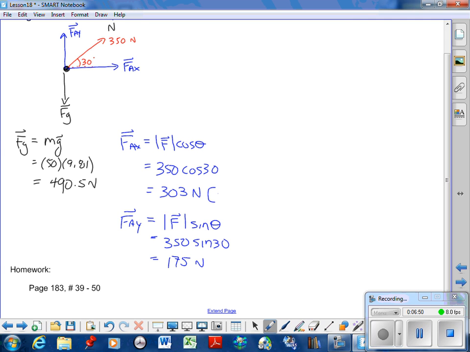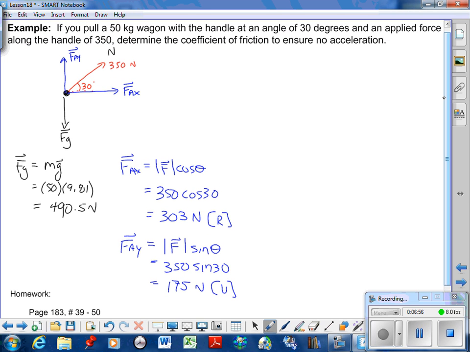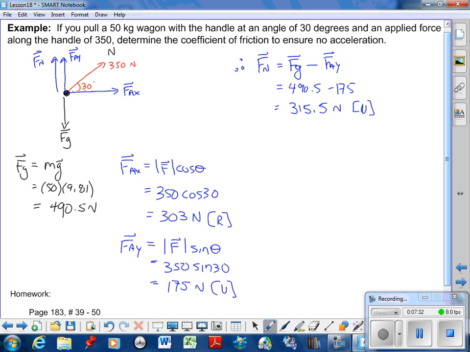All right, and that's up. So if I come back over here then, my normal force in this case is equal to force due to gravity minus FAY because it's pulling it upward. So my normal force is in the opposite direction of FAY, so it's helping me out here. So that means force due to gravity is 490.5 minus 175, which gives us 315.5 newtons up for the normal force.